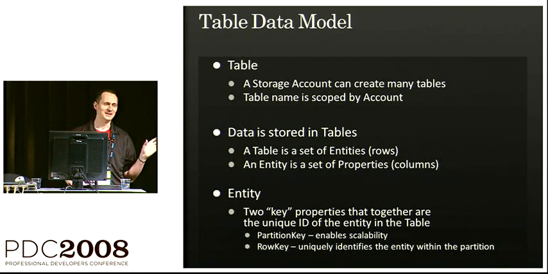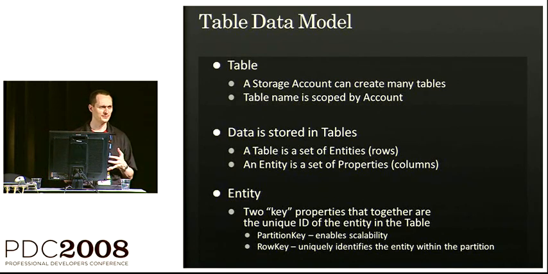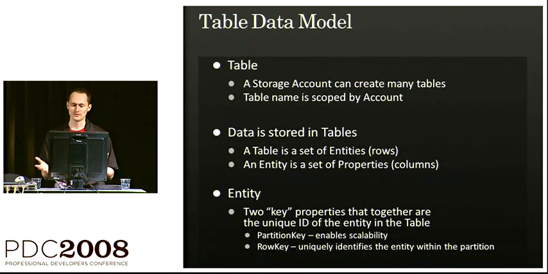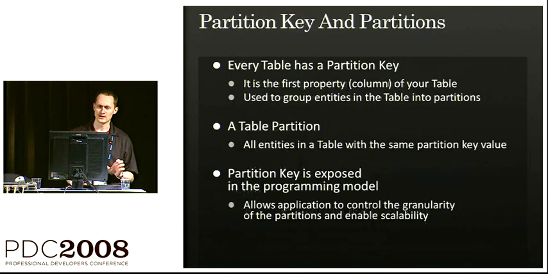Then the data you store within the table are called entities, and each of these entities contain properties. You can think of the entities as rows and the properties as columns. Every entity is uniquely defined by two keys, a partition key and a row key, where the partition key is used to enable the scalability of your table, and the row key uniquely defines the entity within the partition. Let me get into that in some more detail now.